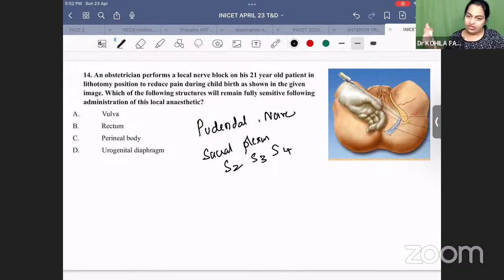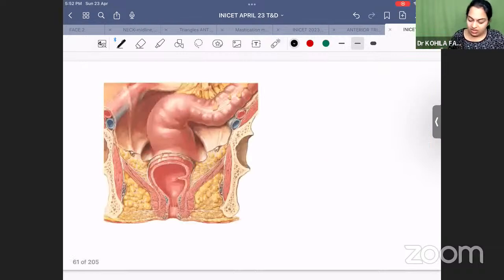What are the things it's going to supply? Okay, I'll tell you. You can see the anal canal here, right? Here is the pudendal canal. So this pudendal nerve is here. Okay, it's going to divide. It's going to give an inferior rectal nerve. The inferior rectal nerve is going to traverse the ischioanal fossa and it's going to supply what?